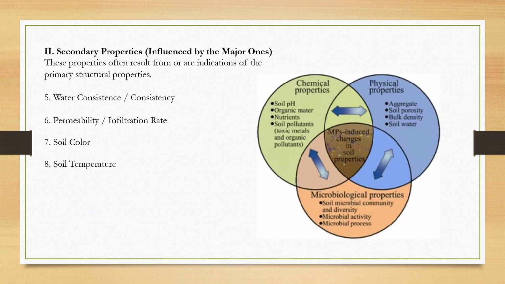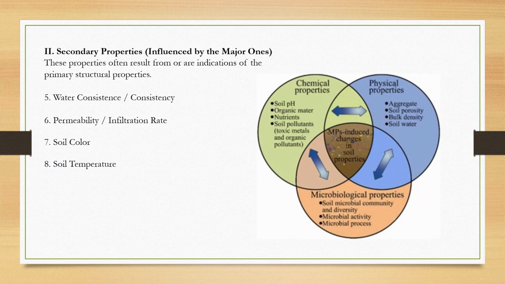Secondary properties are mainly influenced by the major properties like soil texture, soil structure, soil porosity, and soil density. The interaction of major structural properties in soil will result in secondary properties. So the secondary properties often result from the interaction of the primary structural properties.